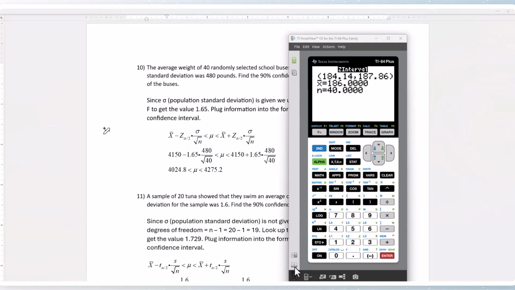Let's type it in the calculator. So with the graphing calculator, I just type in 4,150 minus 1.65 times 480 divided by the square root of 40. Left endpoint is 4,024.8. Now you can retype in the right endpoint, or if you have this option, select the equation and change the minus to a plus.